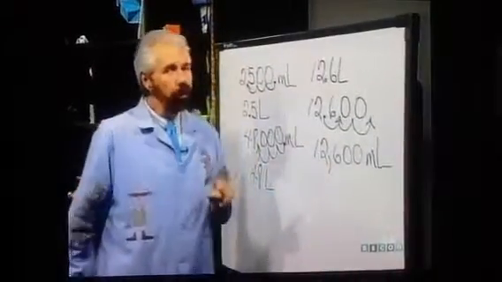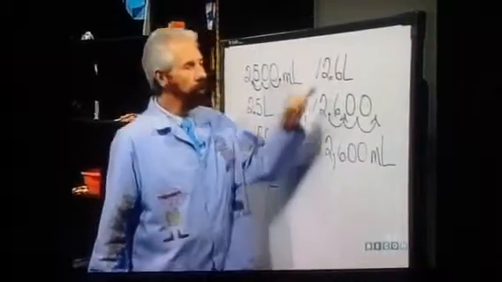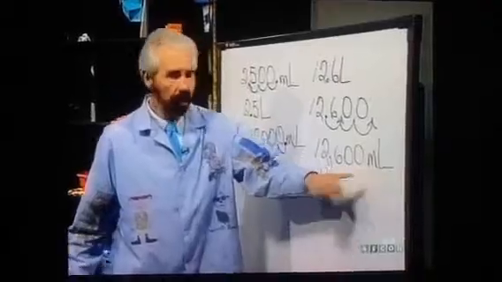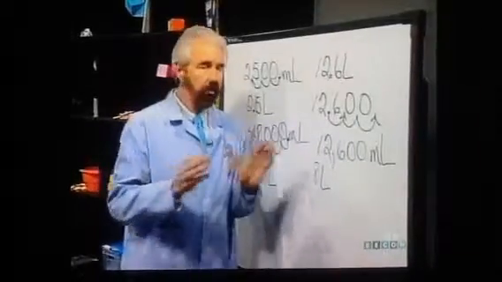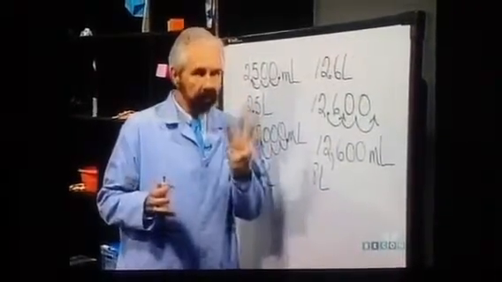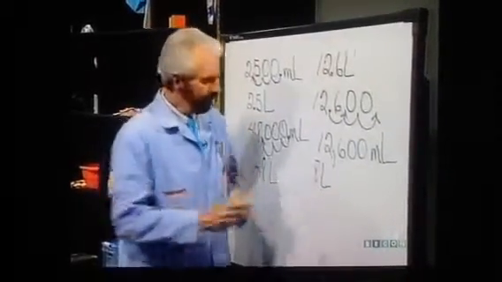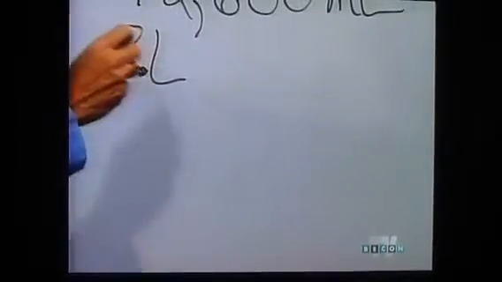Now, let's do one more problem like this to make sure that you really understand. Again, we're going from a larger unit, liters, to a smaller unit, milliliters. So this time, let's try, let's say, 8 liters. Now again, to change from liters to milliliters, we need to move the decimal 3 places to the right. Now, where's the decimal? That's right, it's after the 8. It's understood it's there, even though you don't see it.